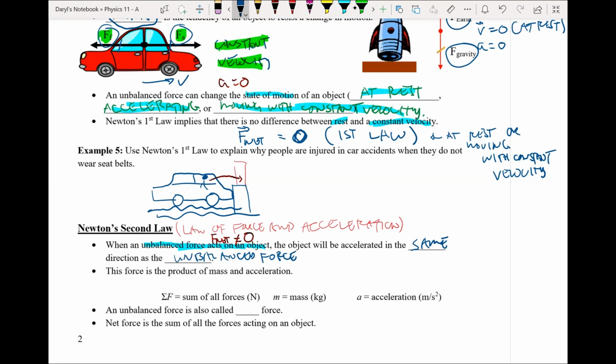So if the net force on your object is not equal to 0, again, you have acceleration. Another way of looking at this: acceleration is not equal to 0. This force is the product of mass and acceleration. So here we try to get the expression. The sum of all forces is just the same thing as your unbalanced force. Again, that's the net force.